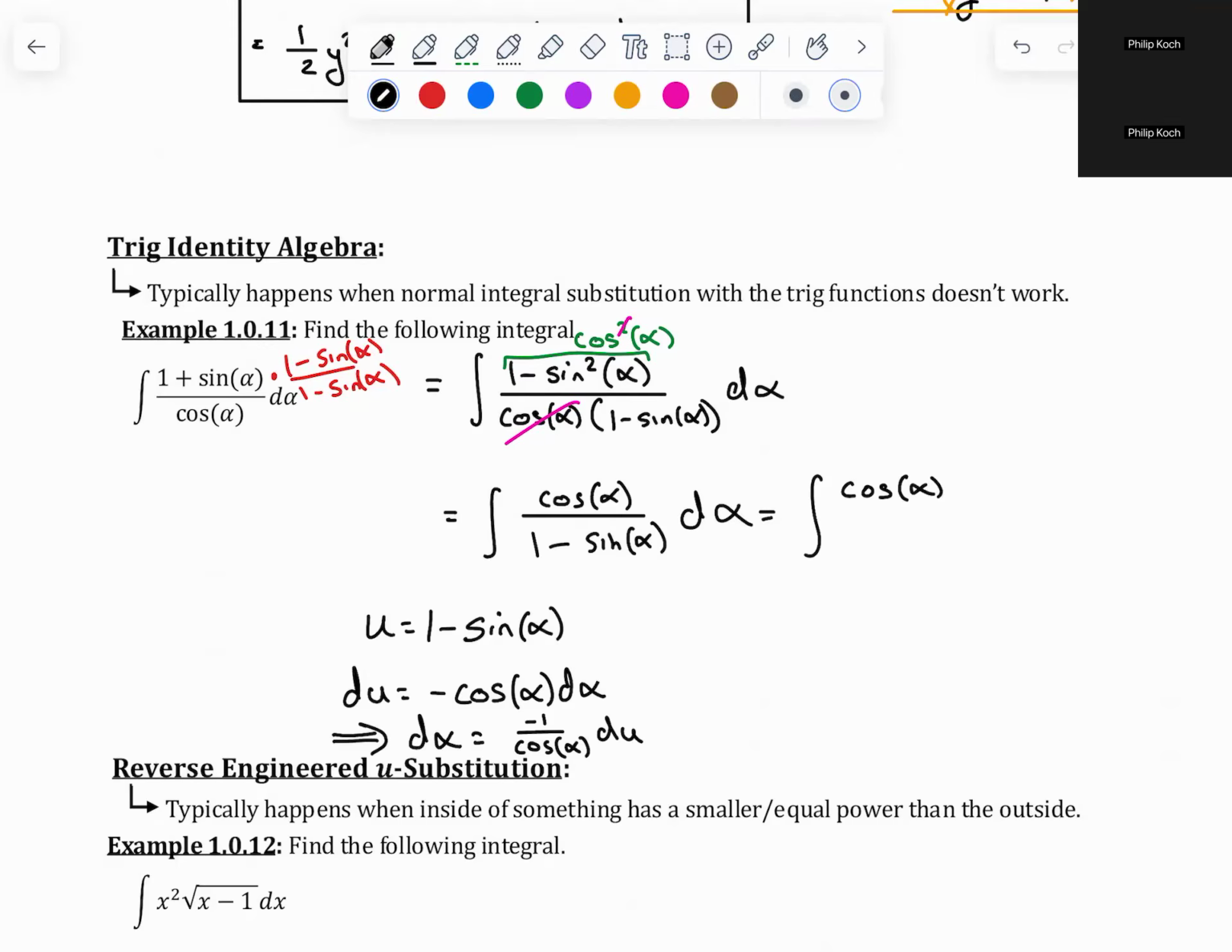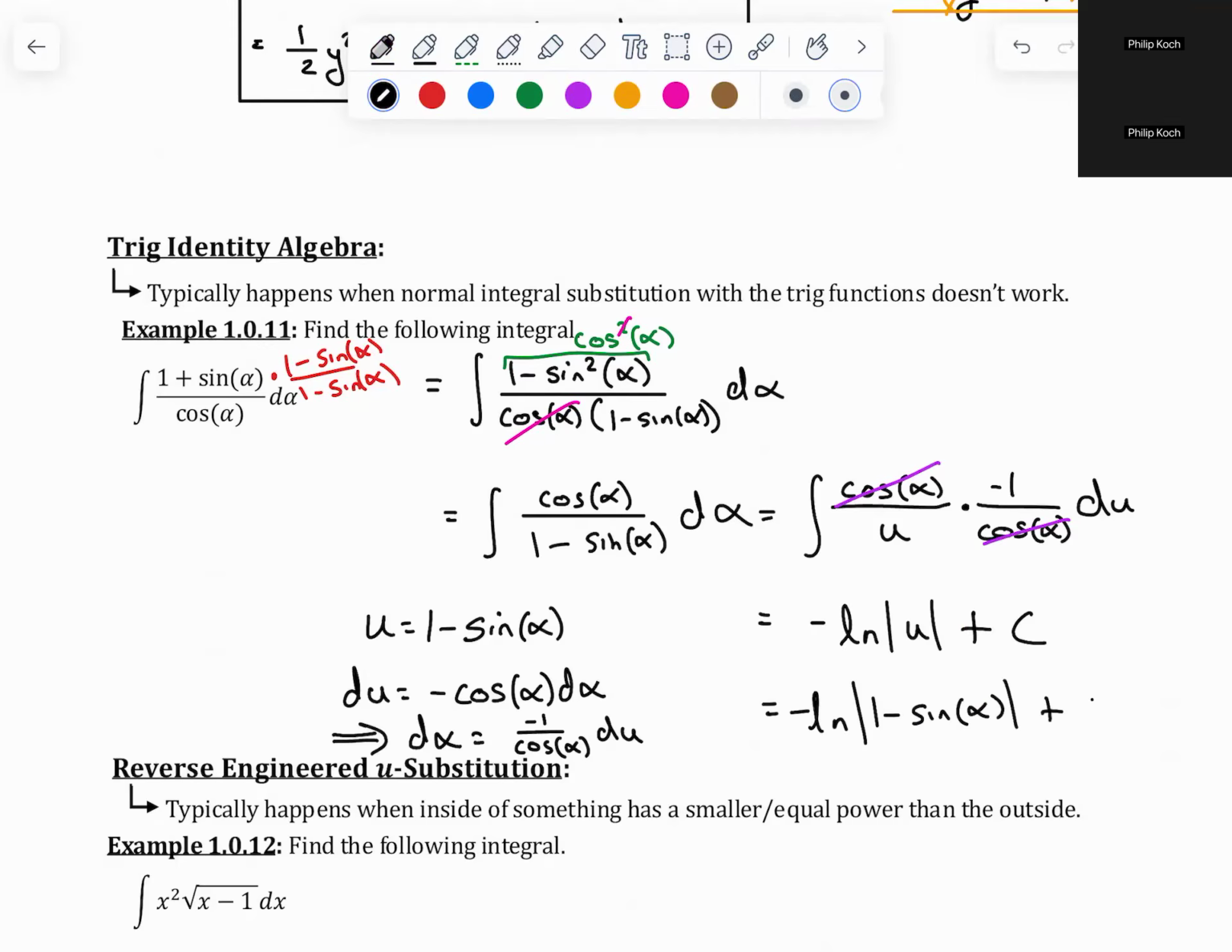Cosine of alpha over u times negative 1 over cosine of alpha du. Cosine alphas cancel. We've got the integral of -1 over u. That'll be negative natural log of the absolute value of u plus a constant c. And therefore, it's a negative natural log of the absolute value of 1 minus sine of alpha plus a constant c.